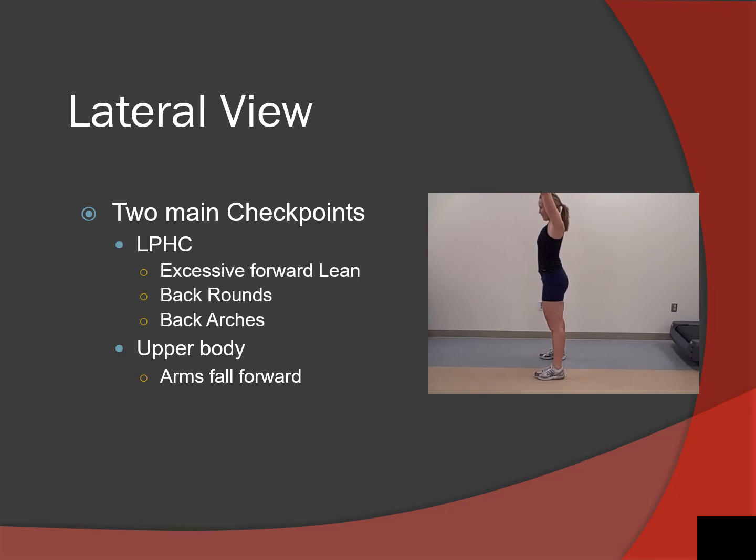If when she goes down, her arms go forward and you can see her ears from the lateral view, that means the arms are falling forward. You want them to stay right there at that ear. So good look here at the lateral view and what we're looking for from the kinematic checkpoints.